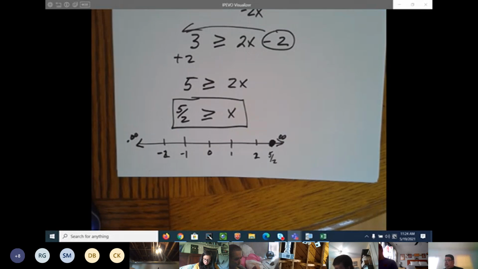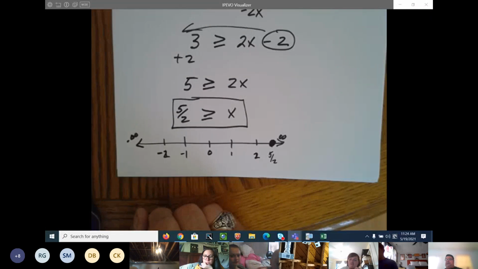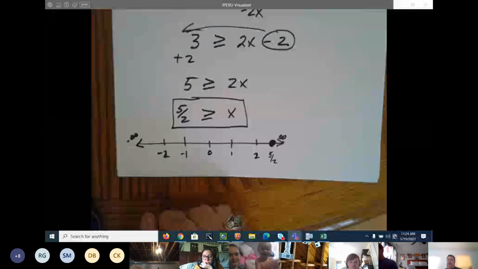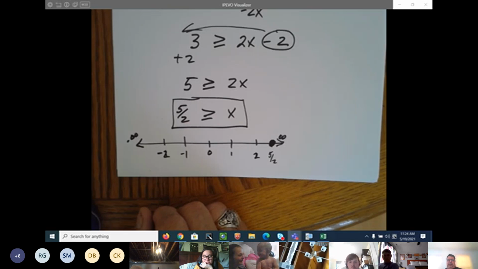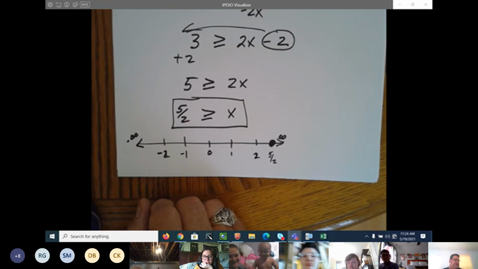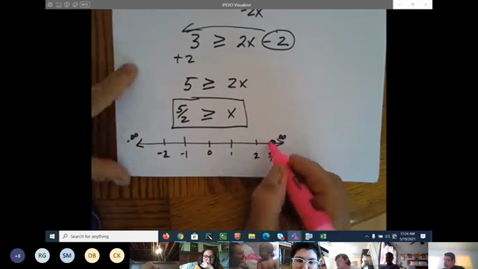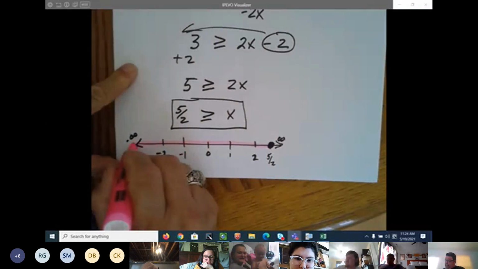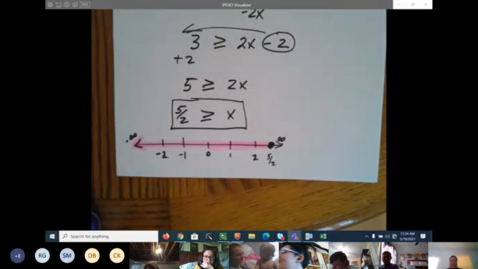And I want somebody to tell me what numbers are less than 5 halves. Well, less equals left, right? LE, LF. So I'm going to highlight everything to the left. And there is my graph.